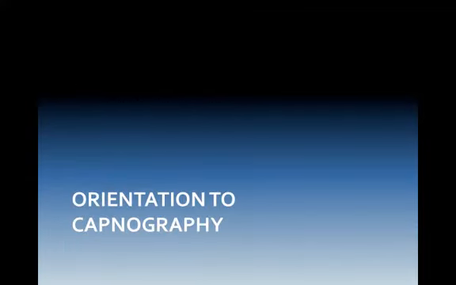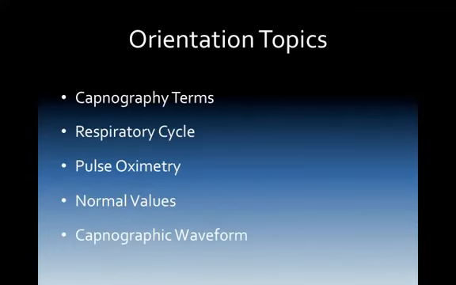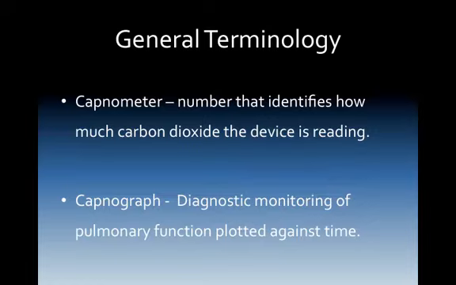So first of all, we're going to talk about orientation to capnography. In this section, we're going to look at capnography terms, the respiratory cycle, pulse oximetry, normal values of capnography, and the capnographic waveform. General terminology: capnometer, a number that identifies how much carbon dioxide the device is reading. So the number that we actually see on the readout is the capnometry. The capnograph is a diagnostic monitoring of the pulmonary function plotted against time. So the waveform is the actual capnograph.